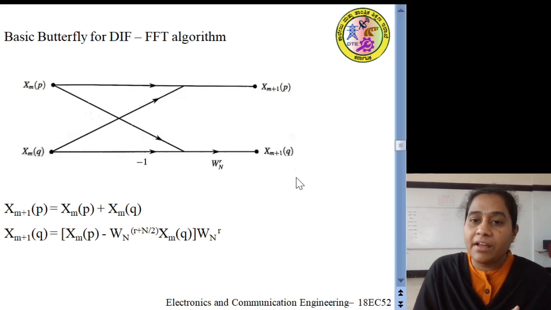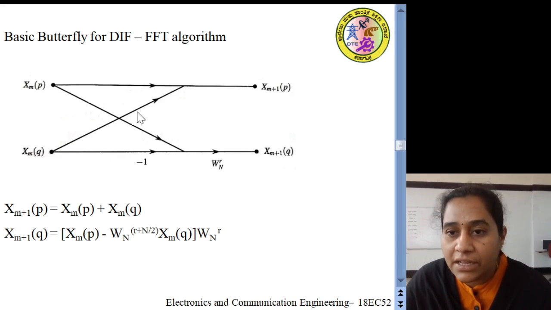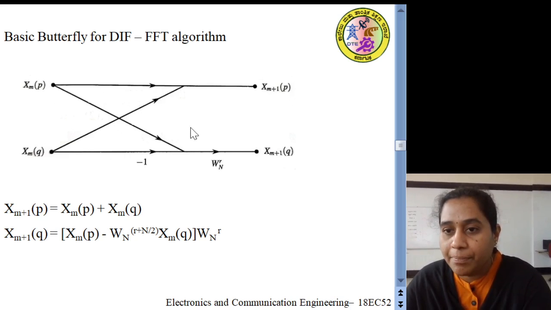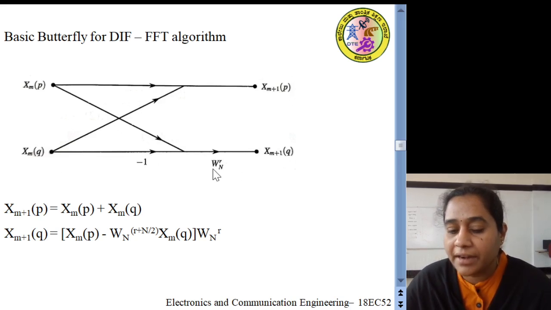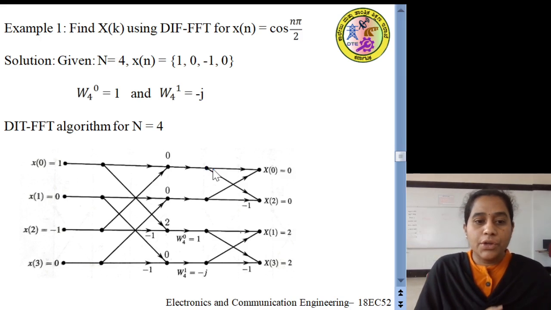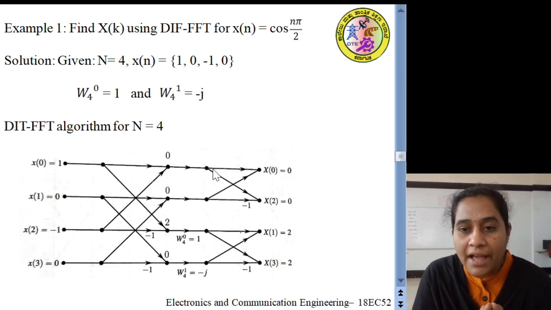So the basic butterfly for this DIF FFT algorithm is this. Here in this butterfly operation, this is the current input and this is the current output. The output x of m plus 1 of p is x of m of p plus x of m of q. x of m plus 1 of q is given by x of m of p minus x of m of q, multiplied by the twiddle factor W_N raised to the power of r. So using this concept, let us solve some numerical examples.